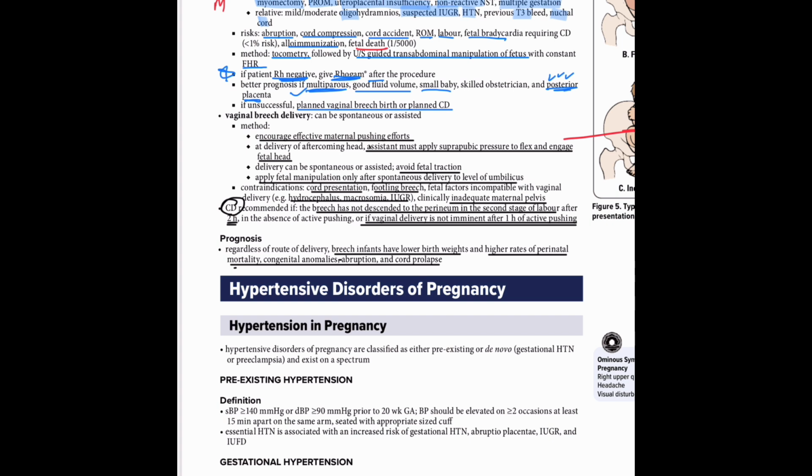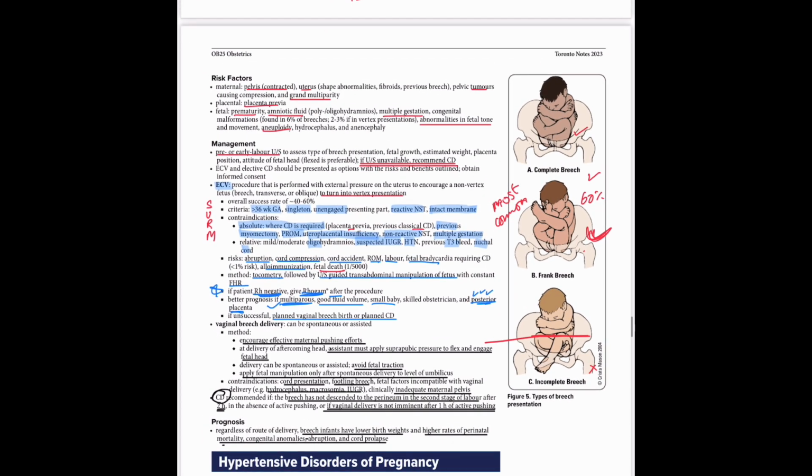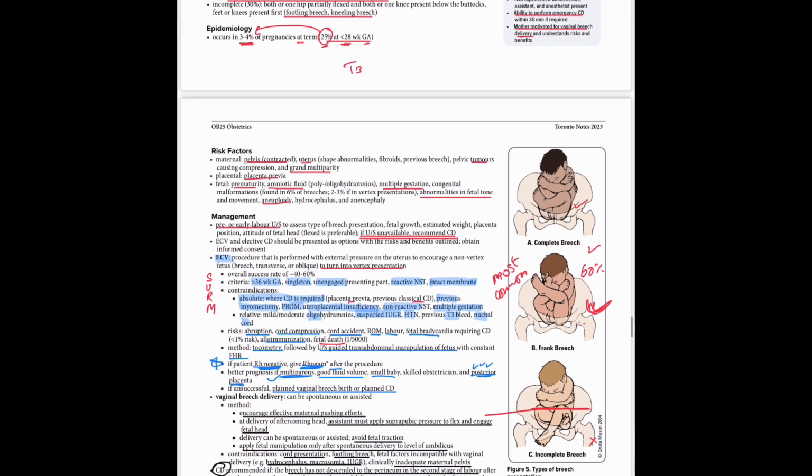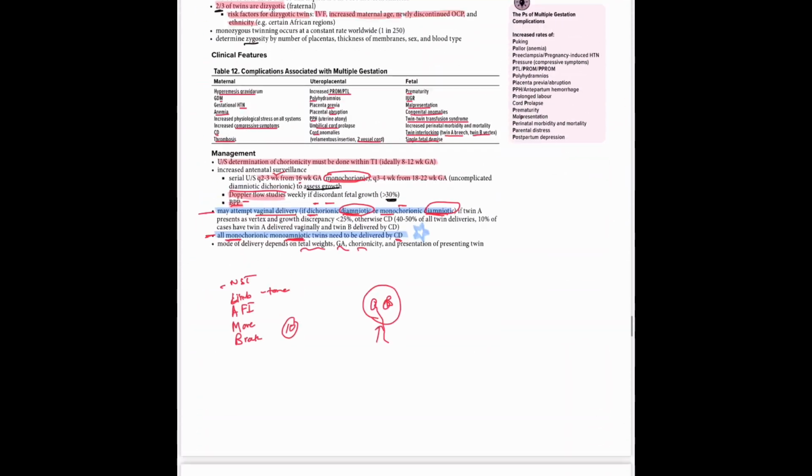Prognosis: regardless of the route of delivery, even if we are delivering by cesarean section, breech infants do have lower birth weights. They do have higher rates of perinatal mortality, congenital anomalies, abruption, early premature separation of the placenta, and cord prolapse. Regardless of however we deliver them, breech presentations do have these complications. So that's all for this little topic. Thank you.